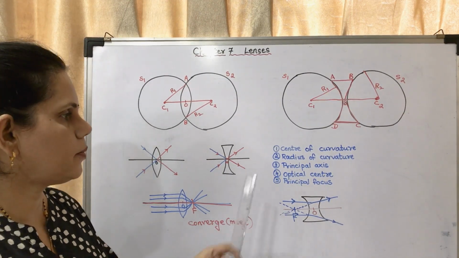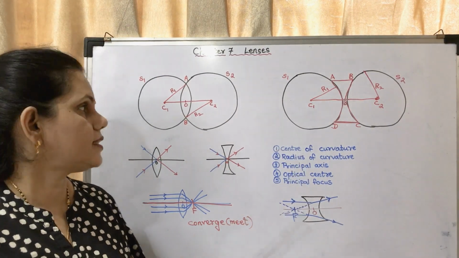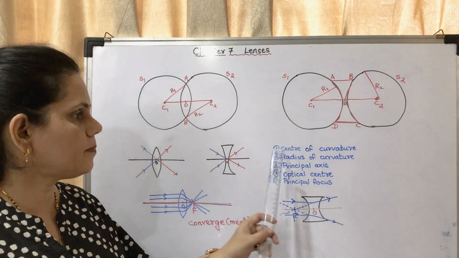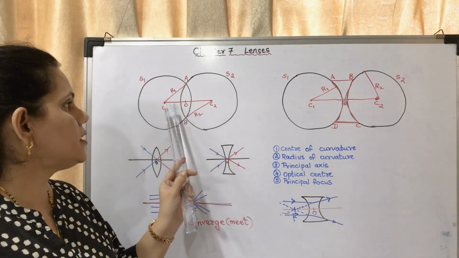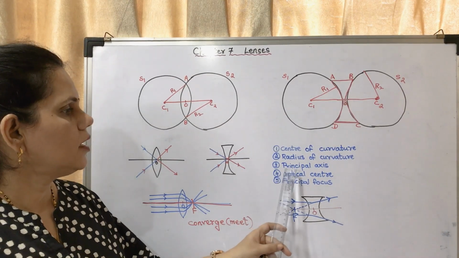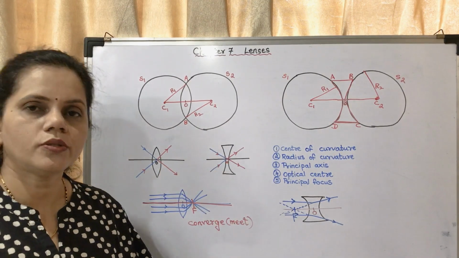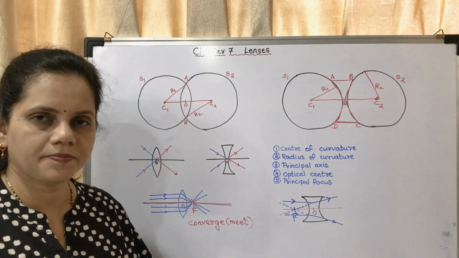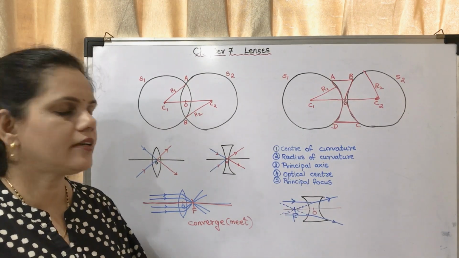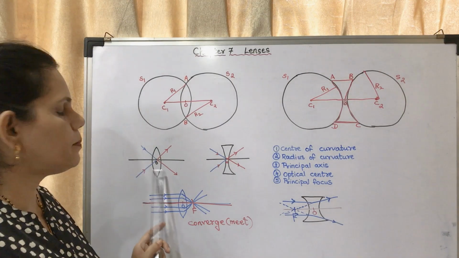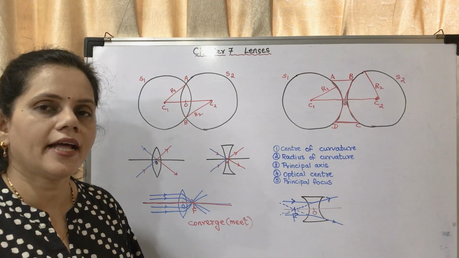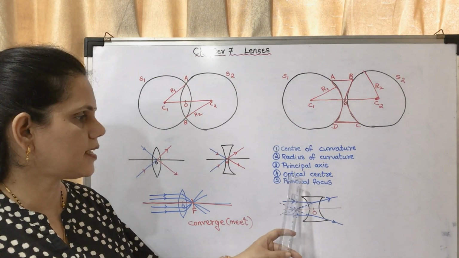The terminologies are important. Center of curvature: the center of the sphere of which the lens is a part is called the center of curvature. Radius of curvature: the radius of the sphere of which the lens is a part is called the radius of curvature. The straight line passing through the two centers of curvature is called the principal axis. Optical center: the center of the lens. Okay, when the light passes through the optical center, it goes straight. That point is called the optical center.